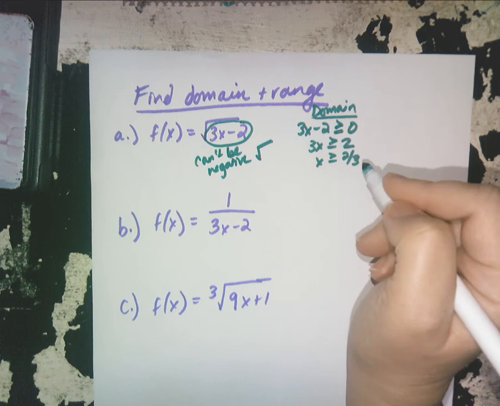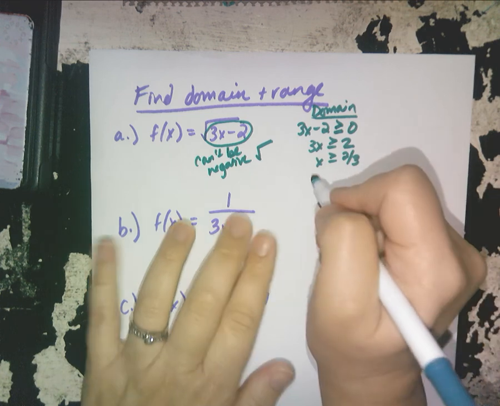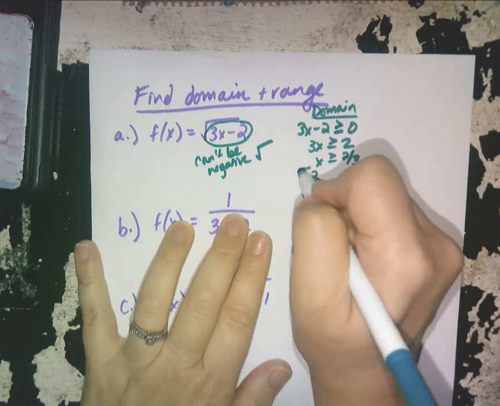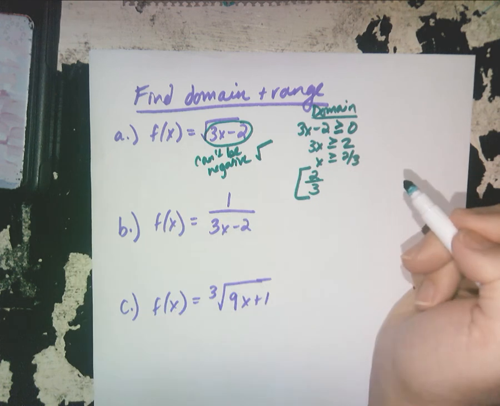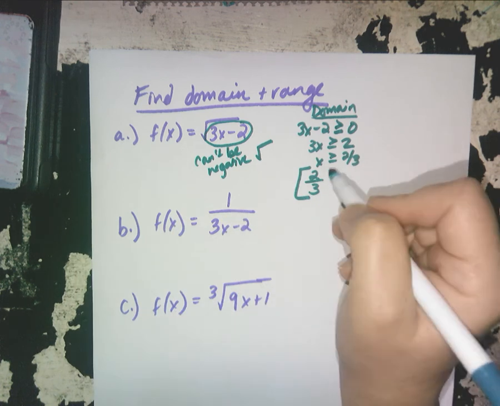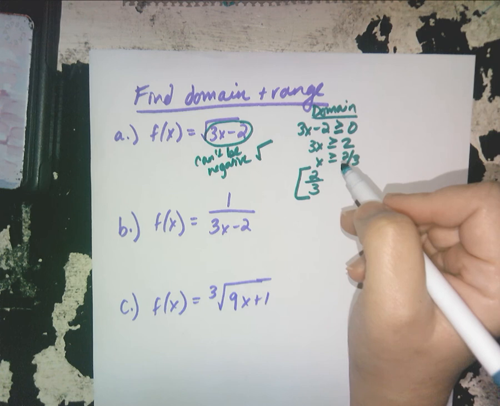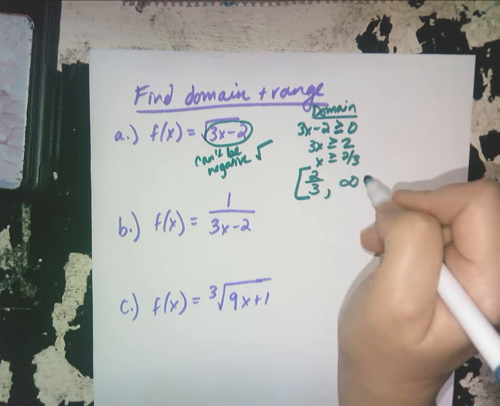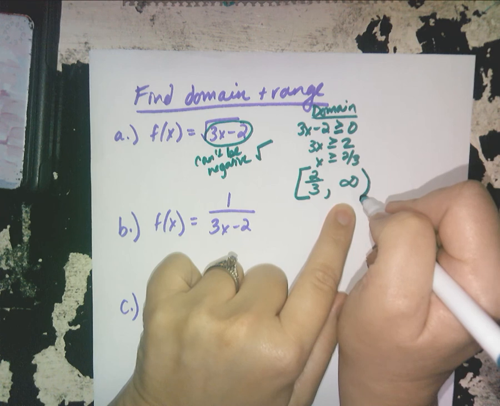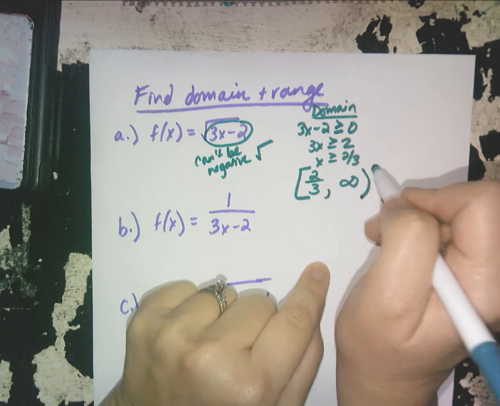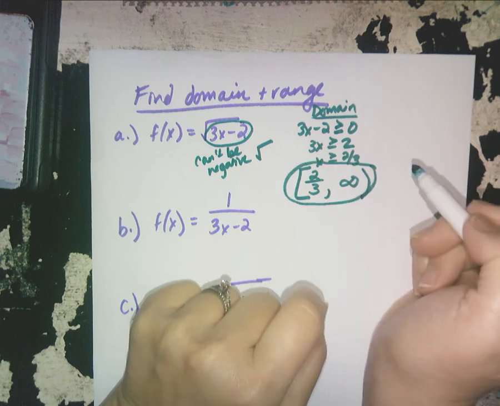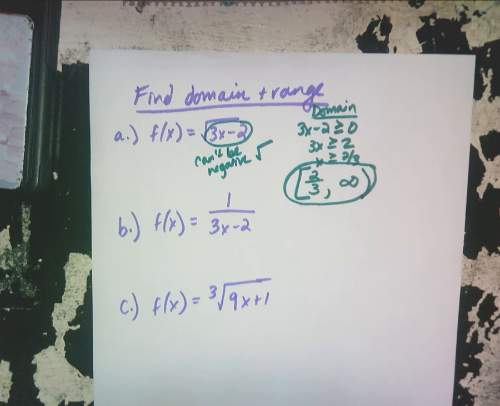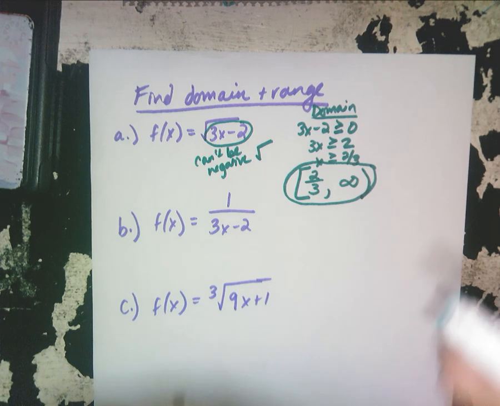2/3, right? Can x equal 2/3? Okay, so if x can equal 2/3, I would go 2/3 bracket. What is the highest x value that I could be according to this? Well, x can be greater than 2/3, so comma, infinity. Infinity always gets a parenthesis. Is this coming back to you, kind of? Yes. Okay, good. All right, so there's your domain.